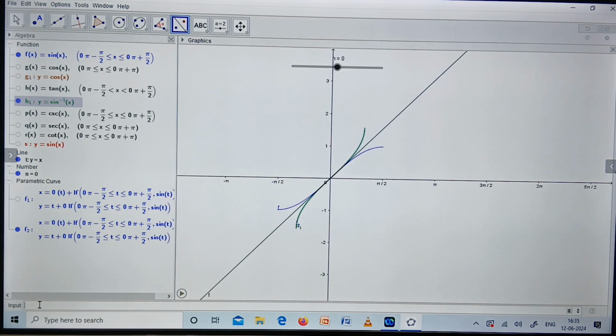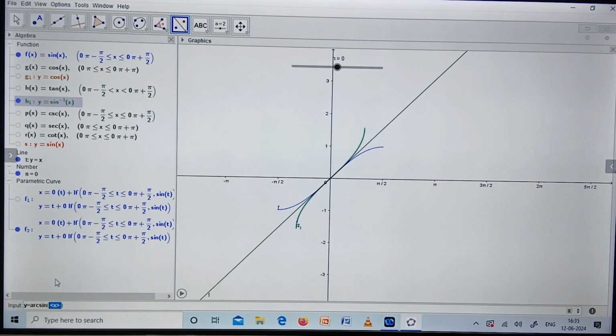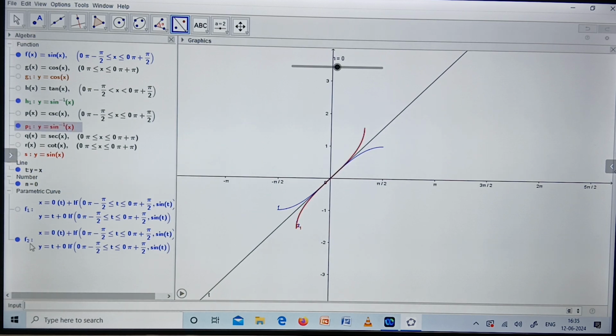Y equal to arc sine x. That should give me arc sine x. I don't know why it is not coming. Okay, it is giving only one branch of it. That is the problem.